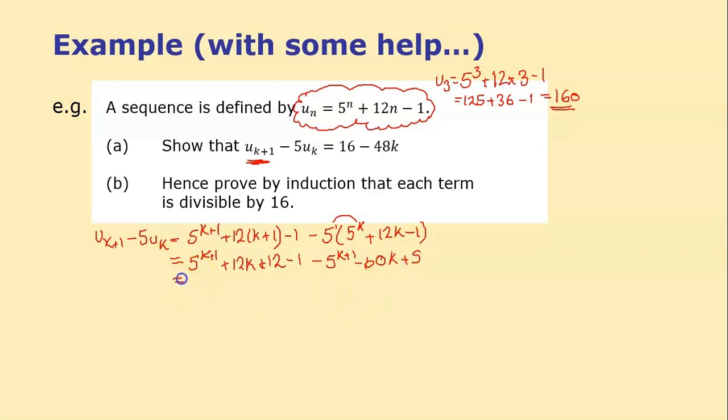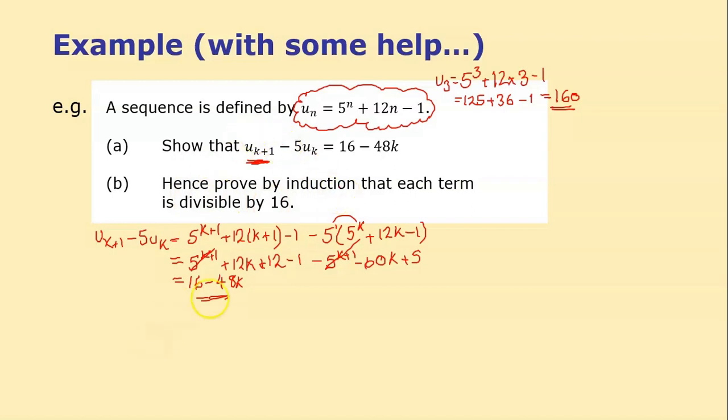So what have I got? Well, the 5 to the k plus 1s go. I've got 12k minus 60k, well, that's minus 48k. I assume this is the 16. 12 minus 1 is 11, plus 5 is 16. So 16 minus 48k. Hopefully you've got the same thing there. And now I want to do this second part, B, hence proved by induction.